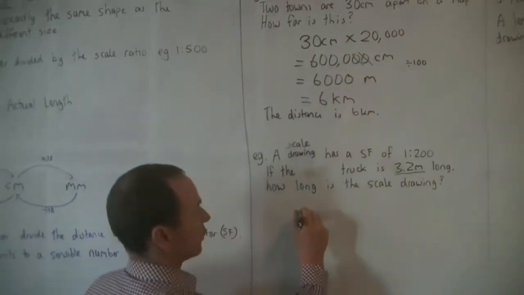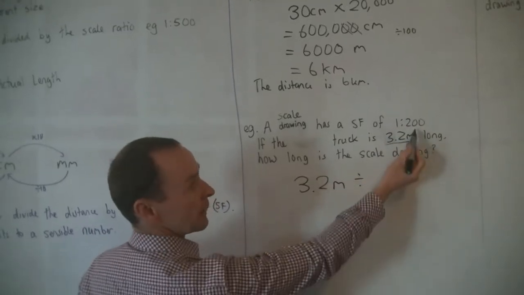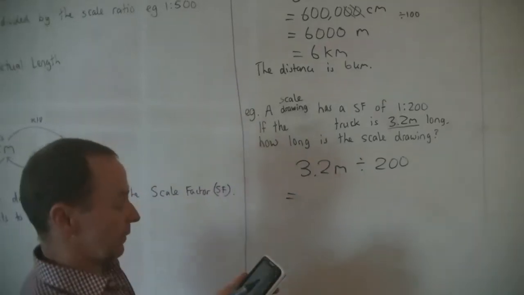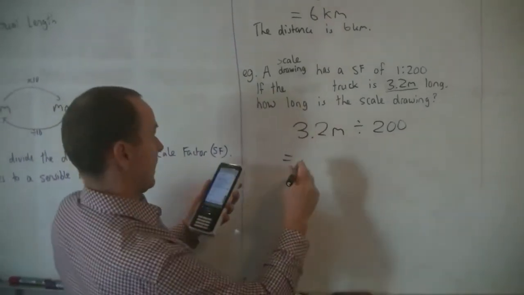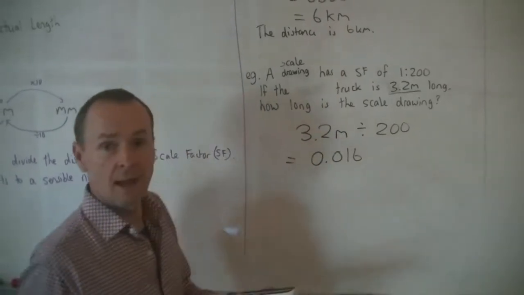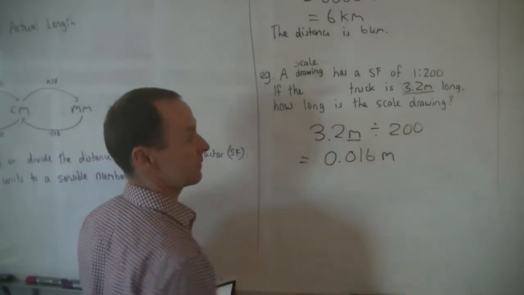So we get 3.2 metres, and we're going to divide it by what? By our scale factor, by 200. So now you use your calculator again. You go 3.2 divided by 200, and we get 0.016. And what are the units? The units are the same, so it's metres.